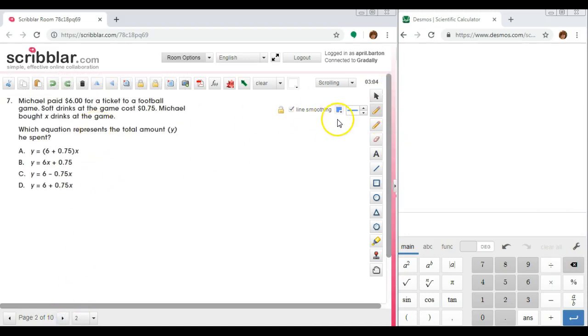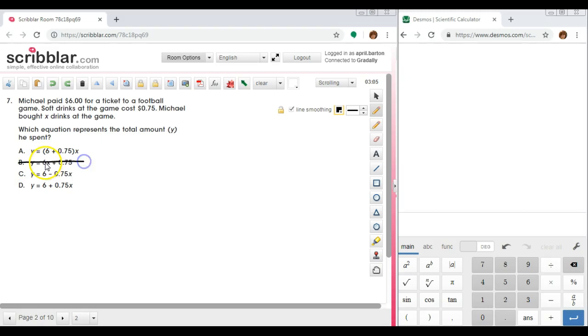Next question. Michael paid $6 for a ticket to a football game. Soft drinks at the game cost 75 cents. Michael bought x drinks at the game. Which equation represents the total amount y he spent? So he starts by spending $6. So we want it to start with a 6. And he just bought the one ticket. So it's just the number 6 itself.